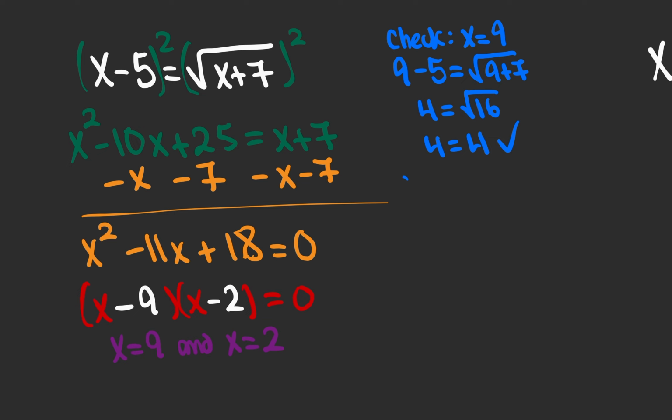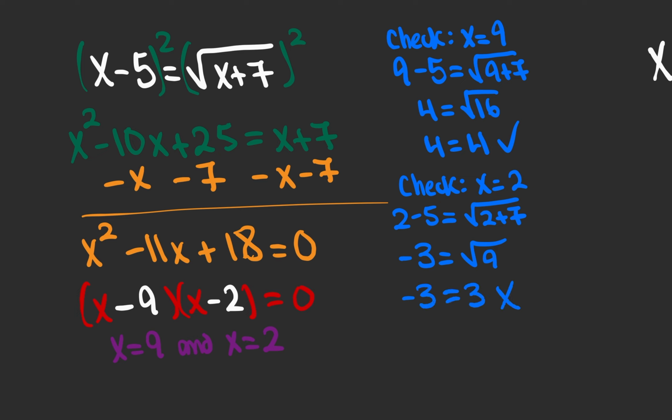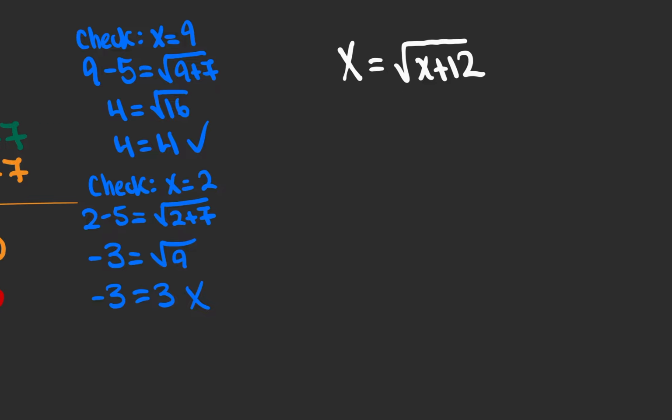Now, we're going to go ahead and check x equals 2. You never know, you might have two solutions. So we have 2 minus 5 is equal to the square root of 2 plus 7. This will leave you with what? Negative 3 is equal to the square root of 10. Or excuse me, the square root of 9, which leaves you with what? Negative 3 equals 3, which is not true. So the only solution that you have is going to be x is equal to 9. Let's move on to another one.